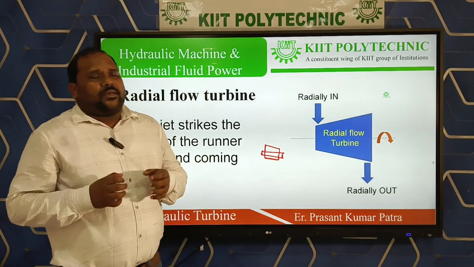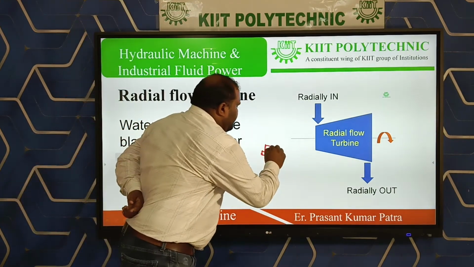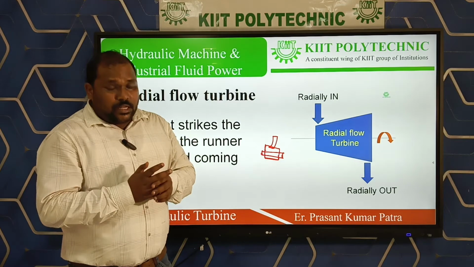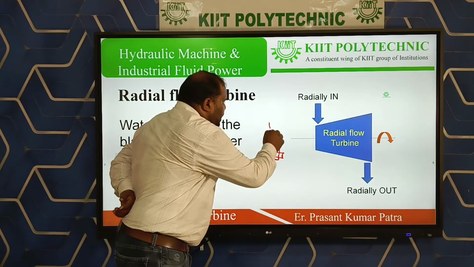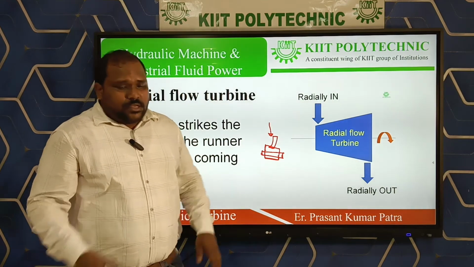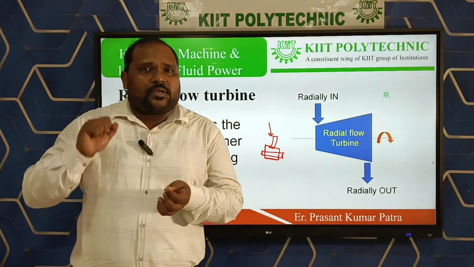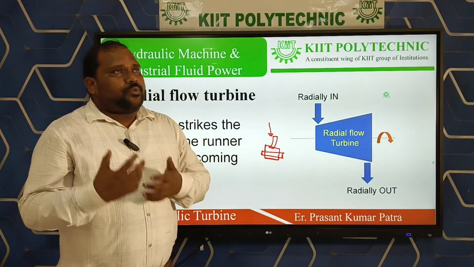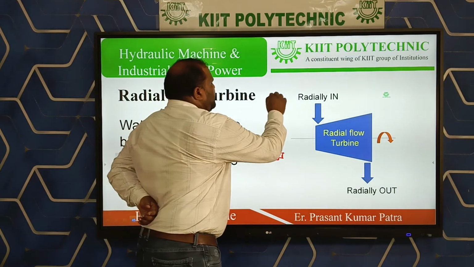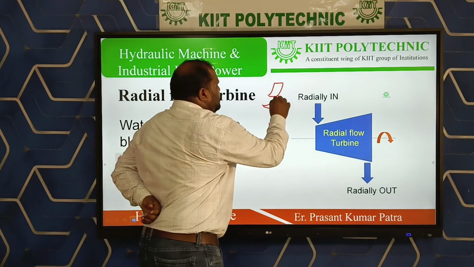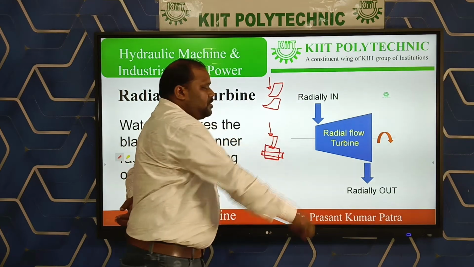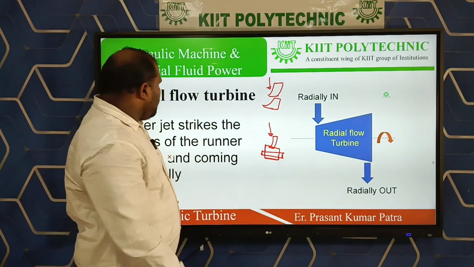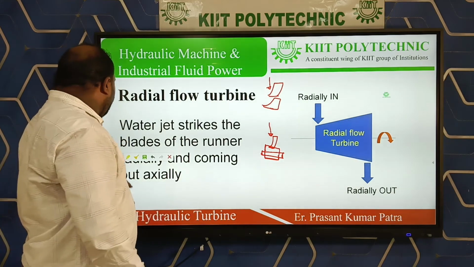suppose the shaft and rotor is there, and on the rotor suppose I am taking one vane. This one is the single bucket. Water enters the bucket like this. That means this is the radial direction to the axis of the shaft. That's why this type of turbine is known as radial flow turbine. If you see the arrangements in radial flow turbine, the buckets will be arranged like that. So water will enter radially in and water will exit radially out. That's why this is known as the radial flow turbine.